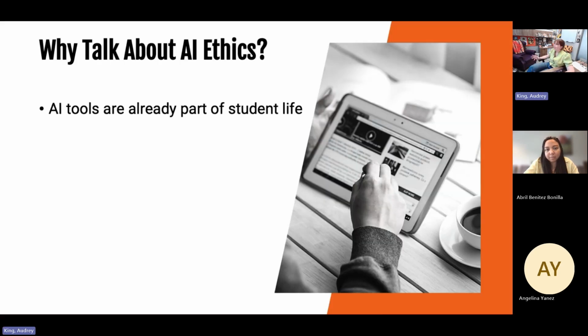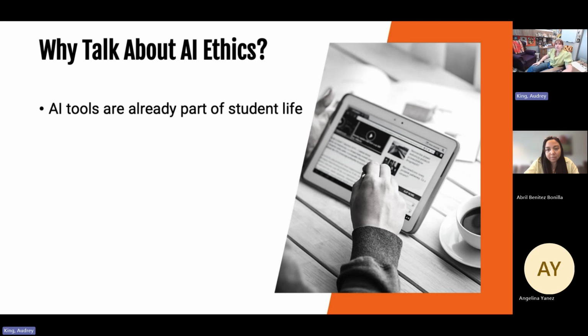Why does this matter? AI is already part of student life. It's very interesting. I teach lots of classes here at Oklahoma State, and I feel like students are either very heavy users or terrified of using AI. There's very little in between. But these tools are already part of student life, and I'm going to tell you this right now.